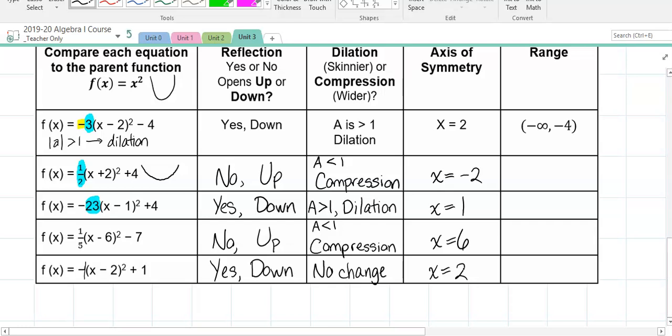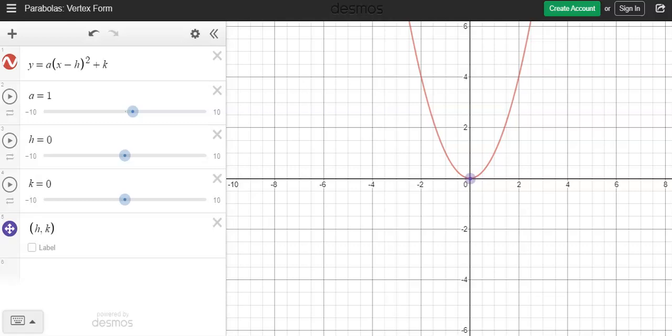Now we need to talk about the range. This is probably the most challenging part to do without looking at the graph. It can be done. But when you're starting out, I want you to start out by looking at it on your graph. So we're going to take -3 times the quantity x minus 2 squared minus 4, and we're going to put that into Desmos.